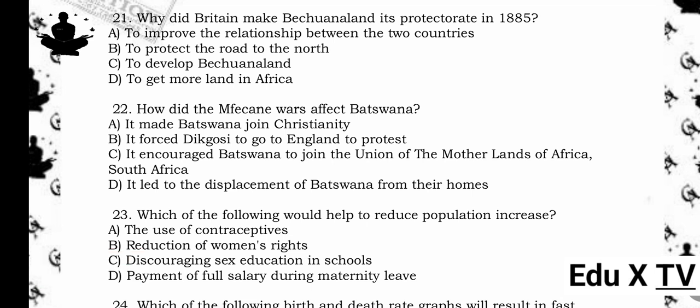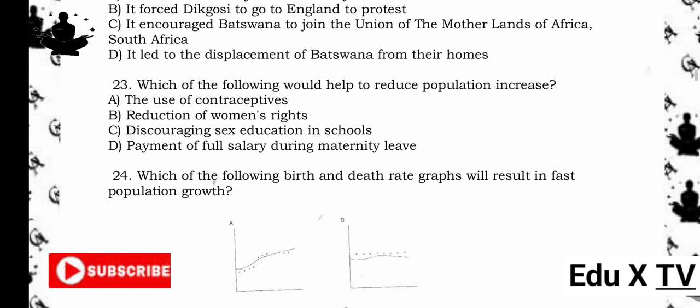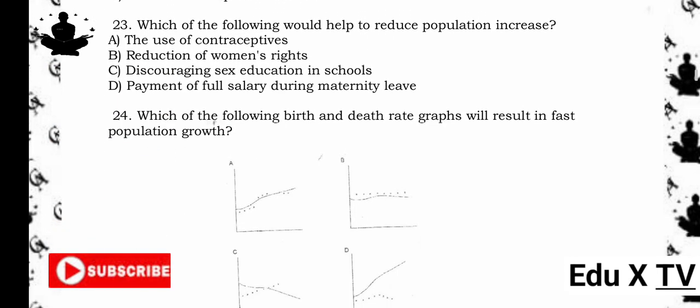22. How did the Mfecane Wars affect Botswana? A. It made Botswana join Christianity. B. It forced Dikgosi to go to England to protest. C. It encouraged Botswana to join the Union of the Motherlands of Africa, South Africa. D. It led to the displacement of Botswana from their homes. The answer is D. It led to the displacement of Botswana from their homes. Reason being, the wars caused widespread movement and displacement across southern Africa, including among Botswana.